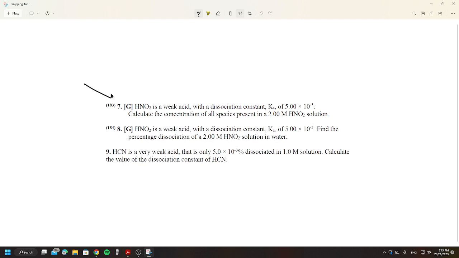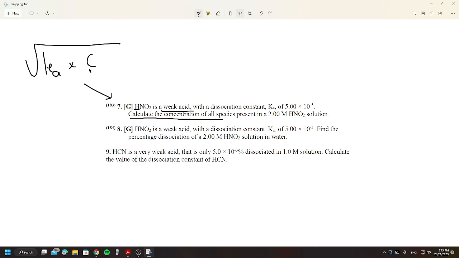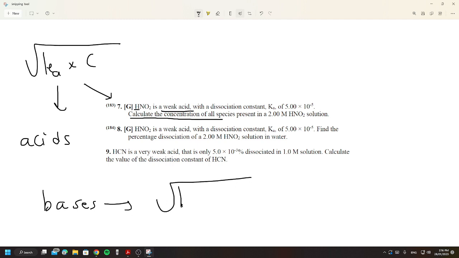Here, number 7. I'm going to show you what I just did, so you can do it in case you get these types of questions in written parts. For the computer correctable parts, if they give you a weak acid, and you want to find the concentration of the H, you do radical Ka times the concentration. This is for acids. And for bases, you do radical Kb times concentration. This is going to give you the concentration of OH minus. This is going to give you the concentration of H plus.